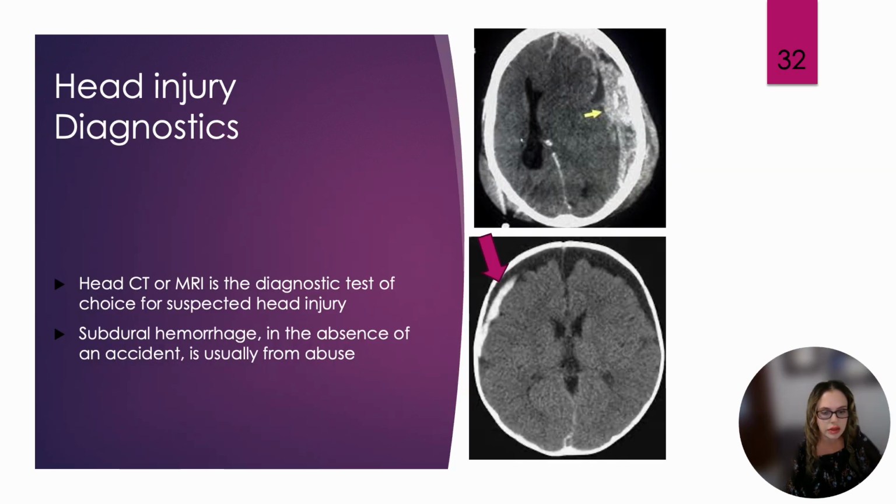Head injury diagnostics. You need to get a head CT or MRI as the diagnostic test for a suspected head injury. Subdural hemorrhages in the absence of any known accident, like a car accident, is something where you need to consider abuse. You can see in these two scans a subdural hematoma in both the top and the lower images there.